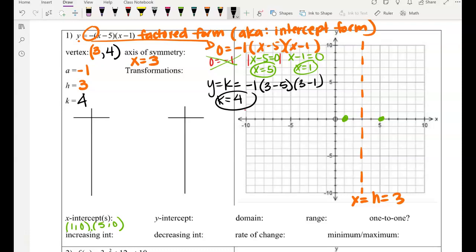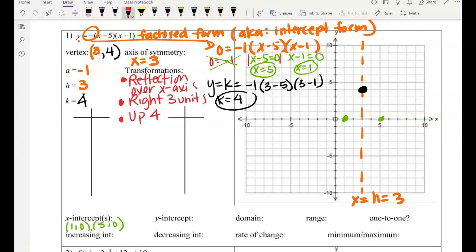We can also fill out the transformation, but let's sketch out the graph first, okay, guys? All right, k is, so 3 comma, 1, 2, 3, 4. Just like that. Now, transformations is based on the a, h, and k. So since a is negative 1, that is a reflection over the x-axis. H is positive 3, so that's going to make the graph go right 3 units. And then k is 4, so that's going to make the graph go up 4 units.